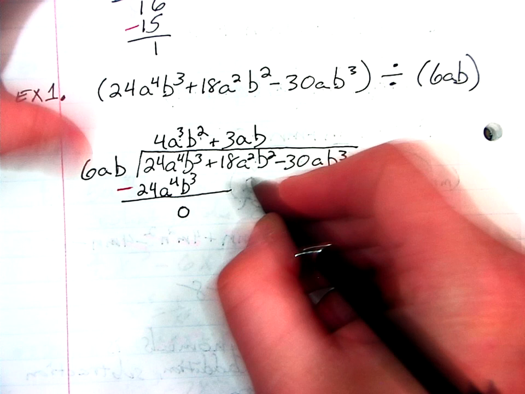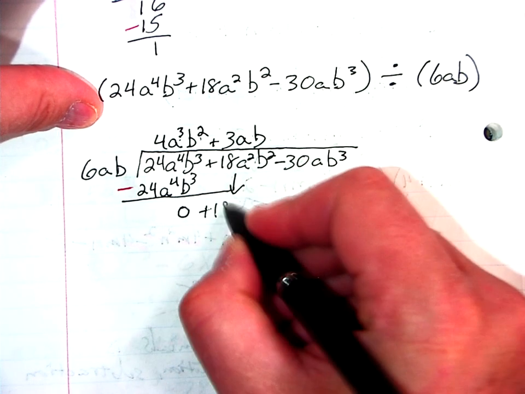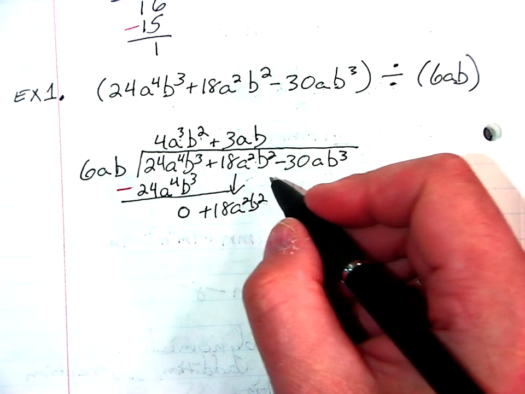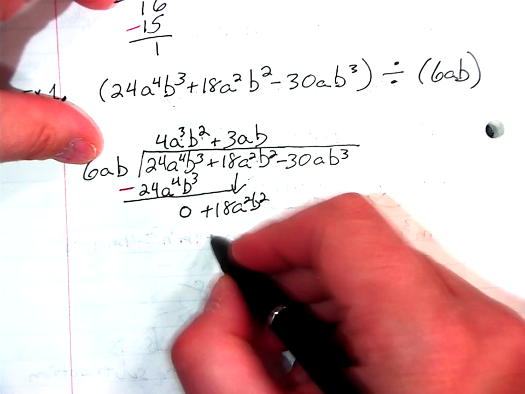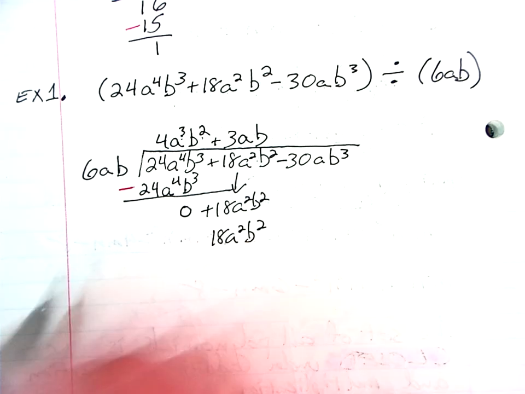Also, what should I have done with this 18a squared b squared? Bring it down. So then we multiply and we get 18a squared b squared.